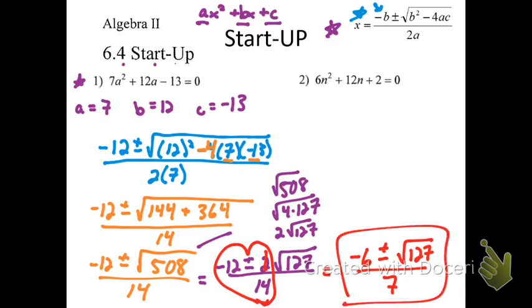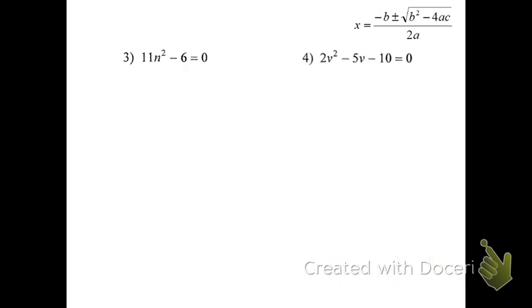Okay, now I'm going to go quicker through the other ones, because I've already done one like that. All right. Number 3. Now, there's no b term here. We don't have this. So if it's a squared plus ax squared.